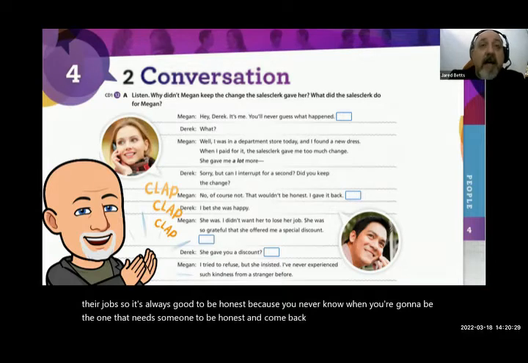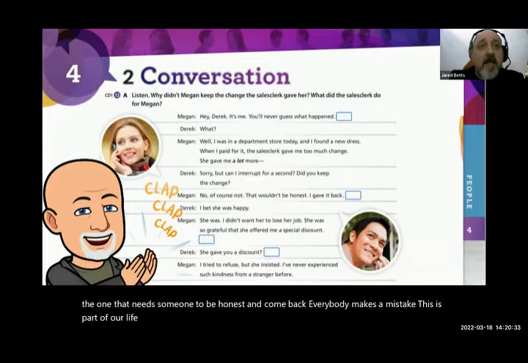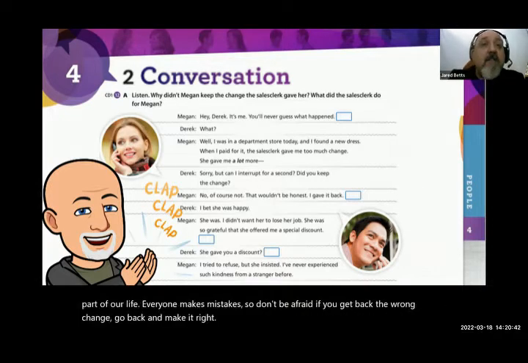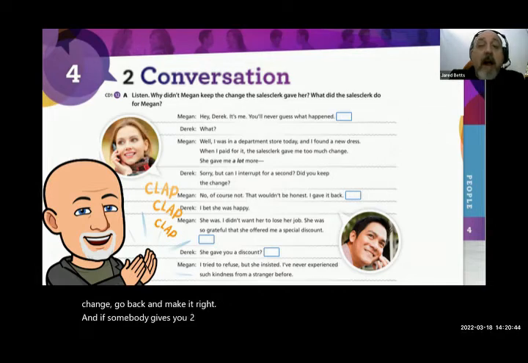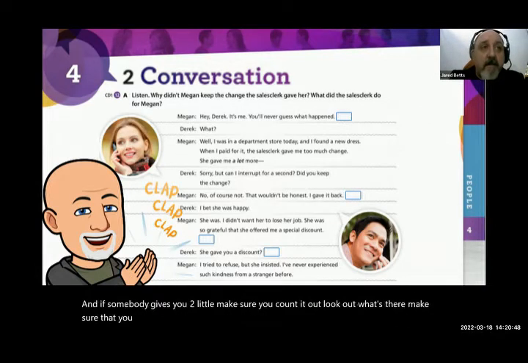Everybody makes a mistake. This is part of our life. Everyone makes mistakes. So don't be afraid if you get back the wrong change, go back and make it right. And if somebody gives you too little, make sure you count it out. Look at what's there. Make sure that you get the right amount.